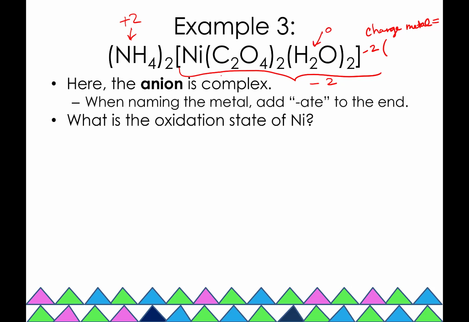This is a ligand we haven't seen before. This is called oxalate. This is what oxalate looks like. So each oxalate has a charge of -2. So overall, this is -4, or we could say 2 times -2. The charge of our metal is equal to the total charge, -2, minus 0 plus -4. So the charge of our nickel in this complex is going to be +2. So this is nickel 2.